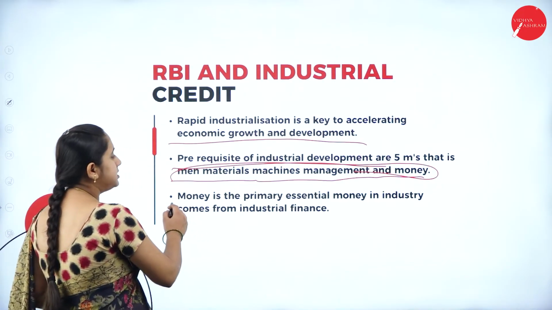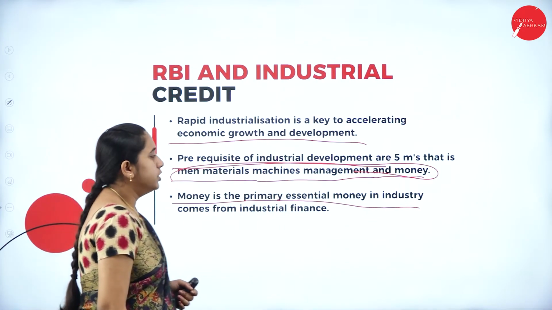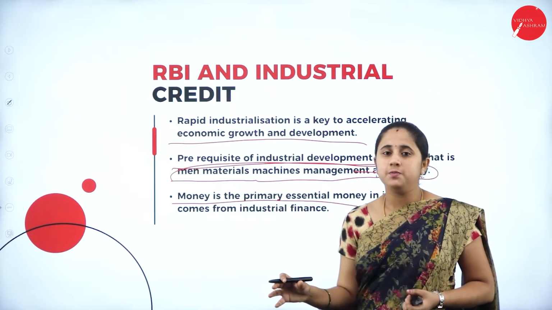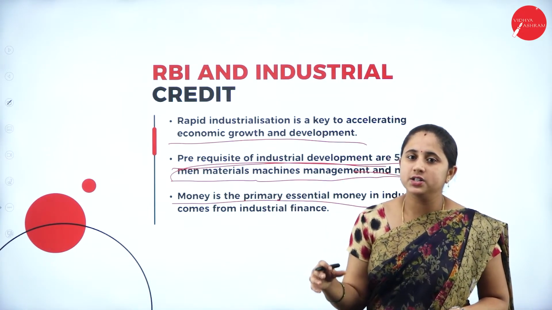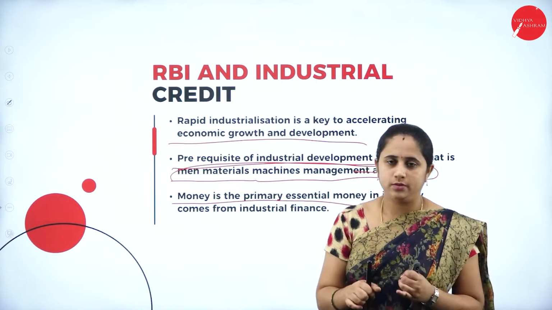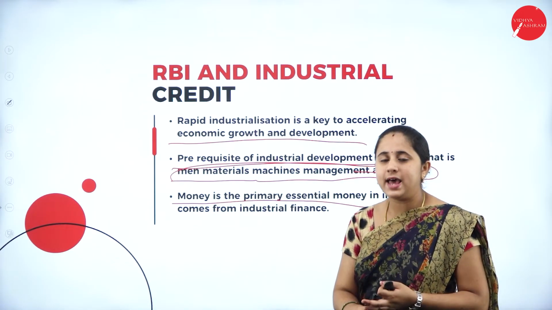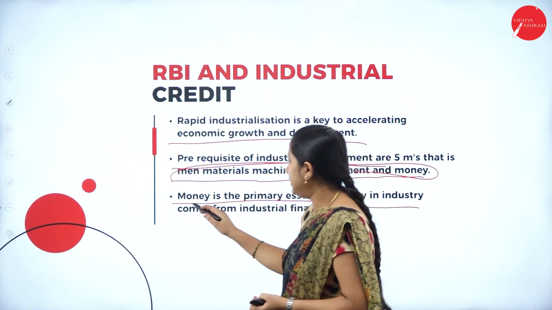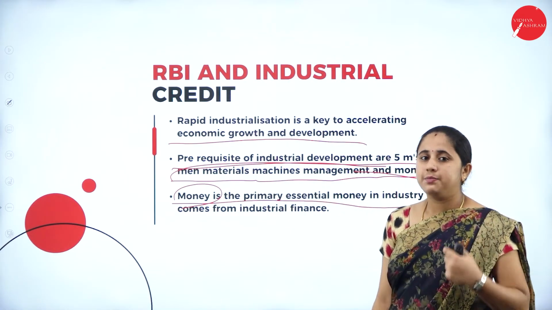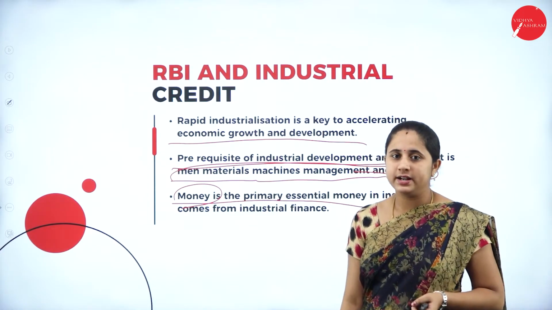Money is the primary essential in industry. That means from these 5 M's, money is the main factor which contributes to industrial development. Without money, no man can work, and you cannot purchase material and land, anything. So for all the activity, the key factor is money. So, RBI has to ensure that money or finance is available for industrial development.